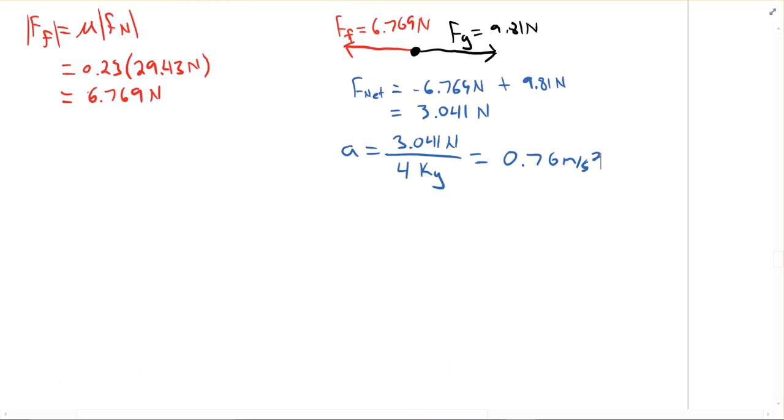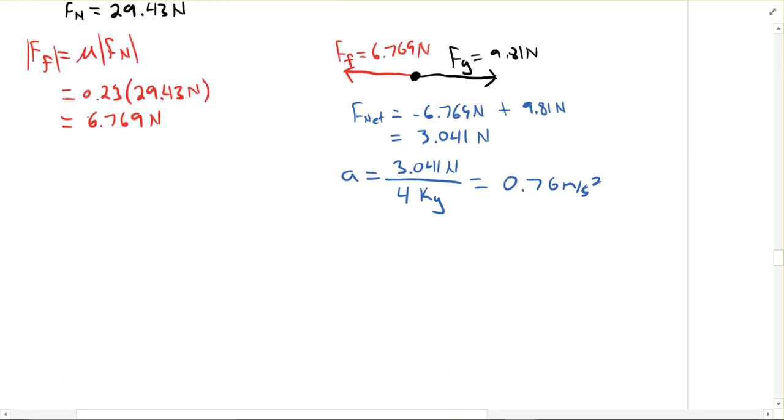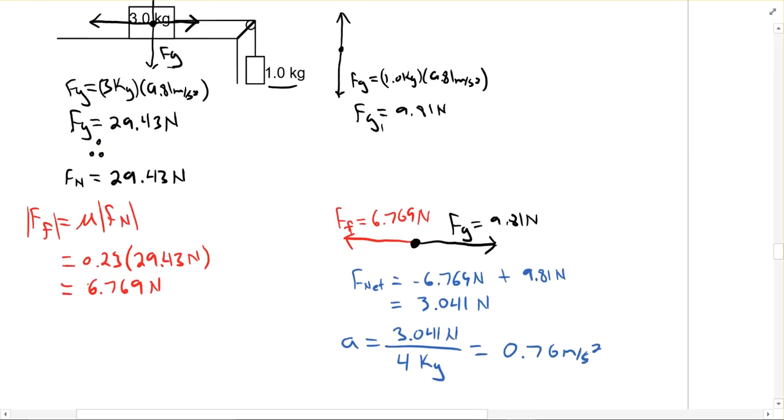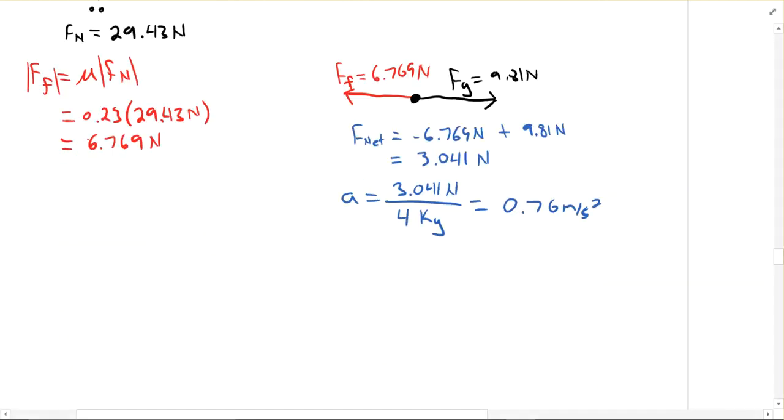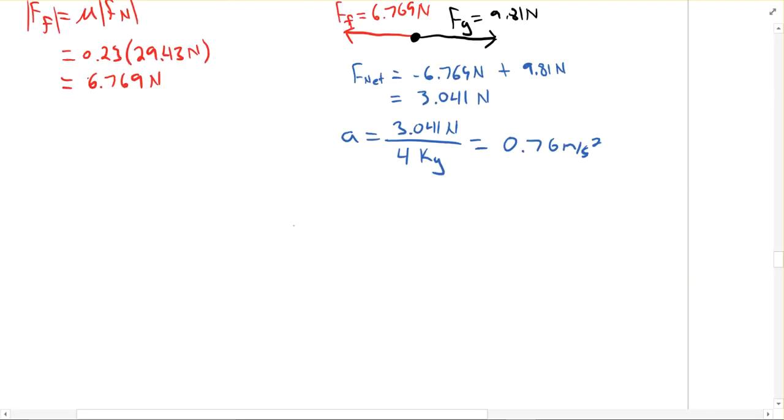Oh, and it wants the tension. Of course it wants the tension. All right, so now we got to look at just one of the masses. I'm going to look at the 1 kilogram mass because one's easy to deal with. So let's make a new free body diagram where we're just looking at the 1. So we've got Fg of that one pulling down, and we got the tension pulling up.